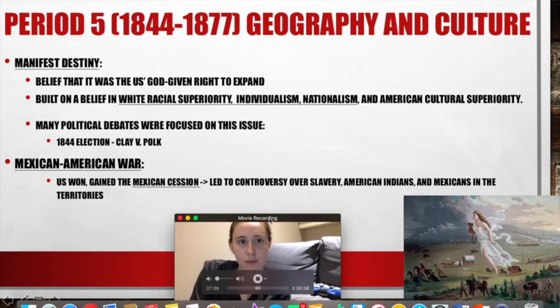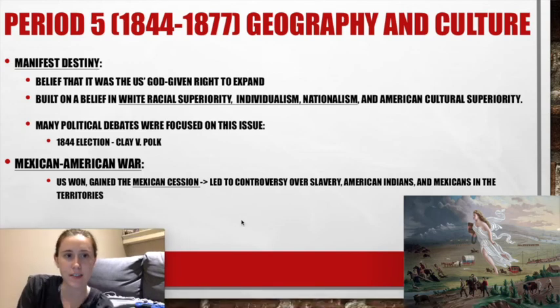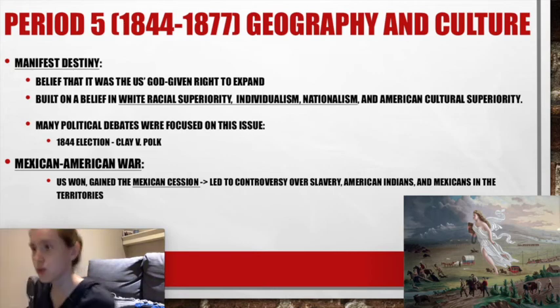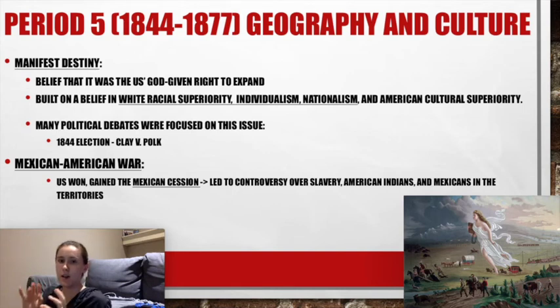This was the belief, the idea that it was the United States' God-given, God-ordained even, right to settle and live on territory on the American continent all the way from the east to that western coast. Now, this Manifest Destiny was built on a lot of different beliefs, but the belief in white superiority at the time, that racist ideology, in particular Anglo-Saxon and Protestant culture and superiority, or belief in that.